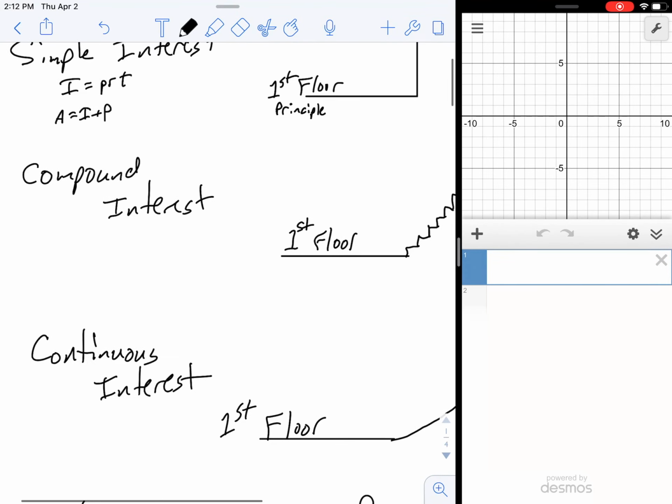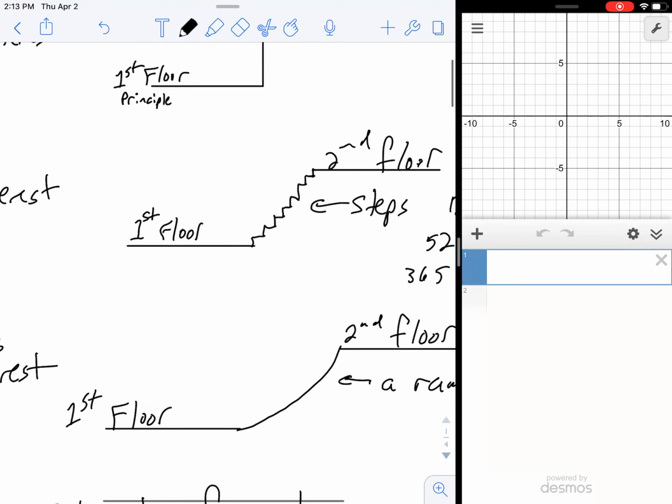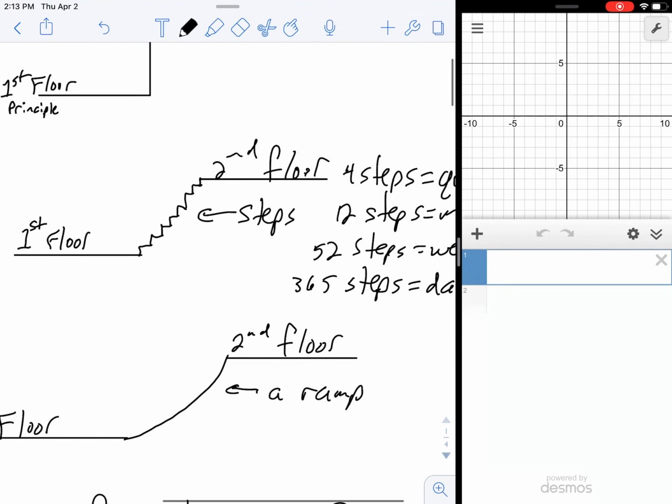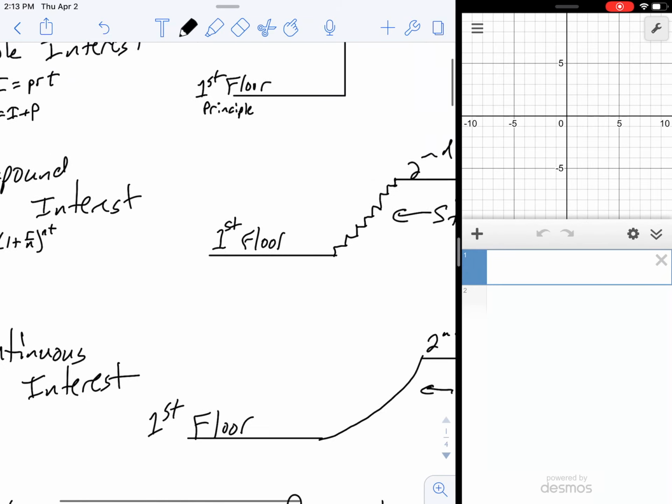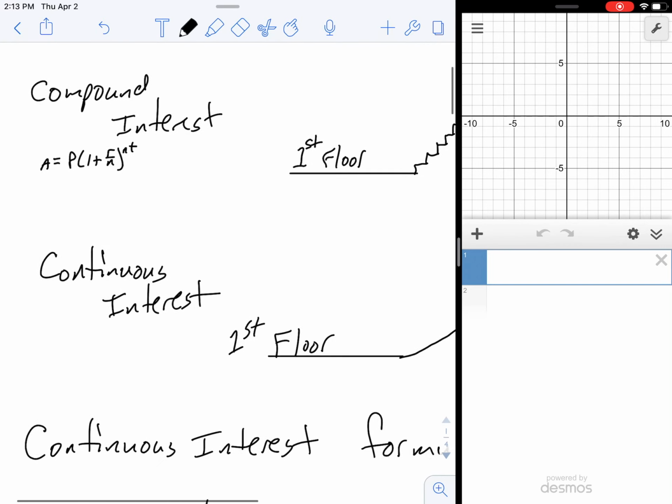Whereas compound interest is a much more complicated formula: A equals P times (1 plus R over N) to the NT. That's like getting from the first floor, the principal, to the second floor, the amount, in multiple steps. And gosh, those steps look awful, but whatever. And then there are different scenarios. So 4 steps would be an example of quarterly interest, like every 3 months. 12 steps, monthly interest. 52 steps, weekly interest. 365 steps, daily interest. And so that's compound interest. And we did a worksheet on that.